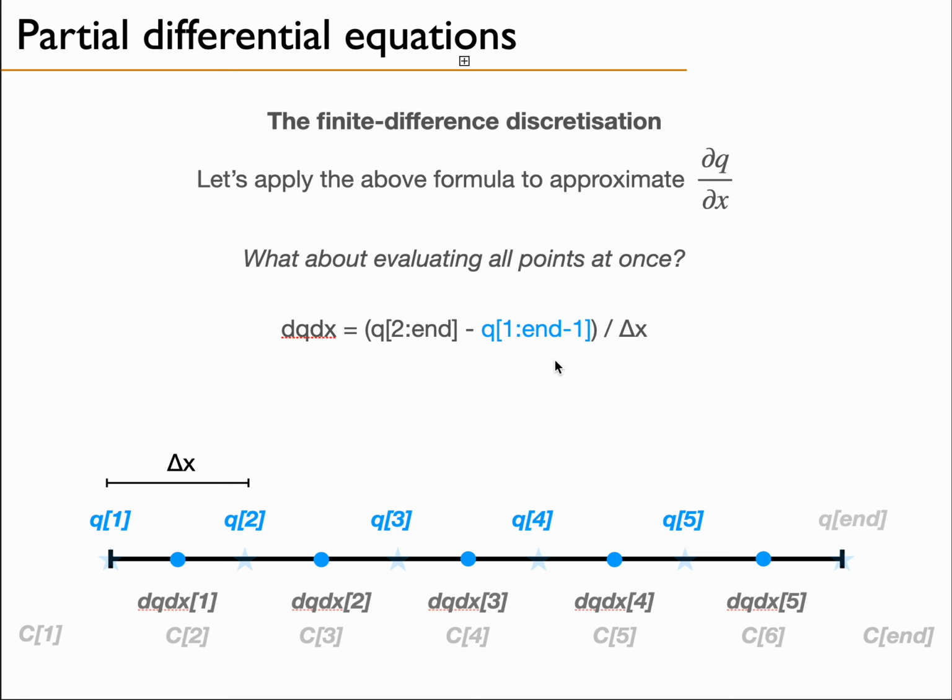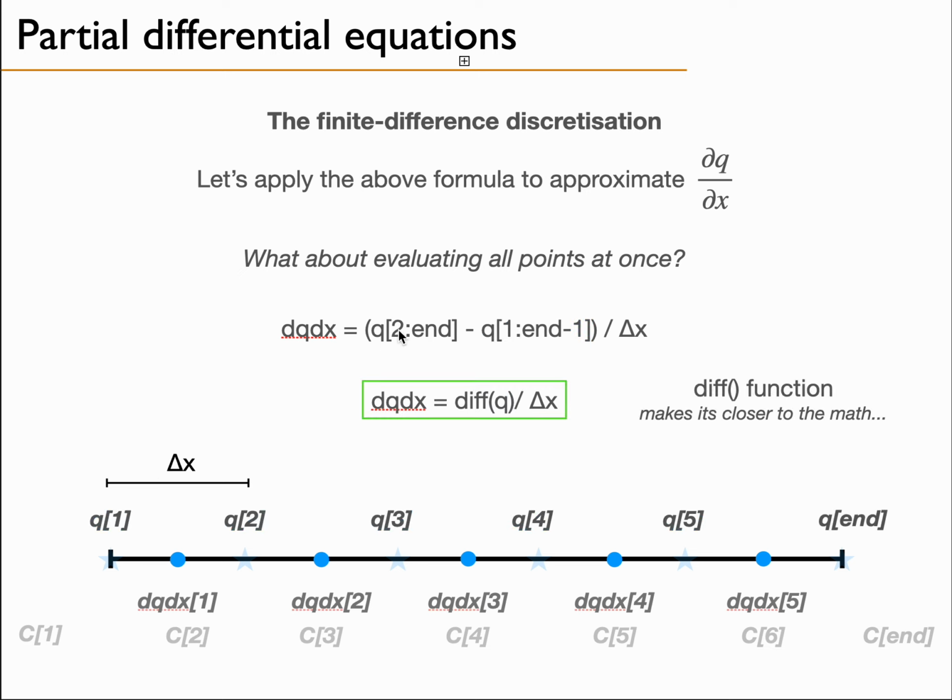To this, we subtract all the west neighbors. The west neighbor to that point is q1. And the last one to be taken into account is q5, which is the west neighbor of dq dx position 5, the last one. So by doing this difference of two sliced arrays scaled by delta x, we will approximate dq dx at all points.